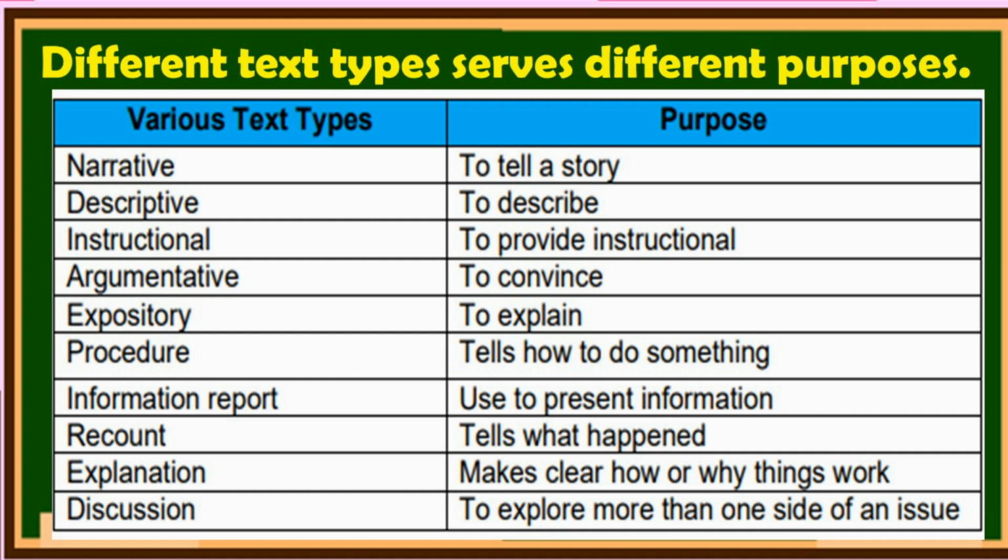Narrative is to tell a story. Descriptive, to describe. Instructional, to provide instructions. Argumentative is to convince. Expository, to explain. Procedure tells how to do something. Information report, used to present information. Recount, tells what happened. Explanation, makes clear how or why things work. Discussion, to explore more than one side of an issue.